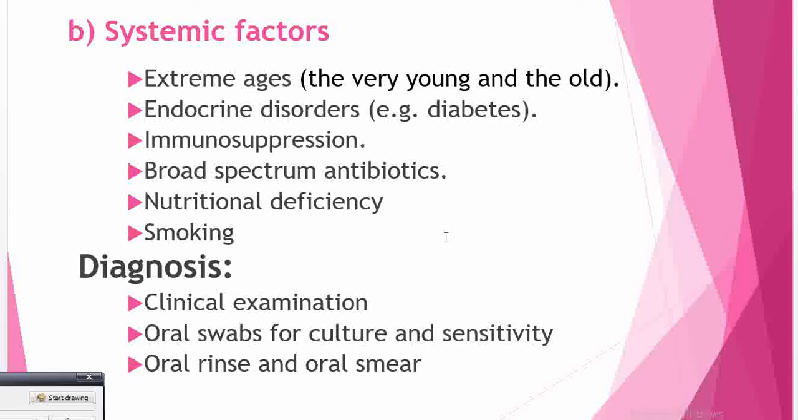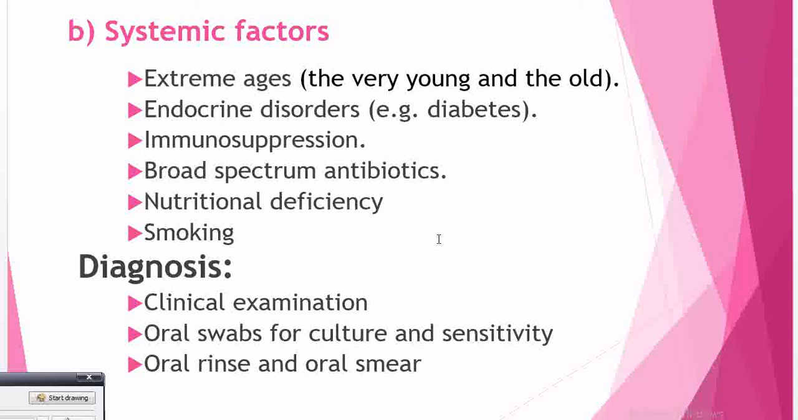Then endocrine disorders can bring immunosuppression, like in people affected with HIV/AIDS. Oral thrush appears in the second stage of that disease. Broad spectrum antibiotics, some of them, not all of them, can also bring this on. Nutritional deficiency and smoking as well.